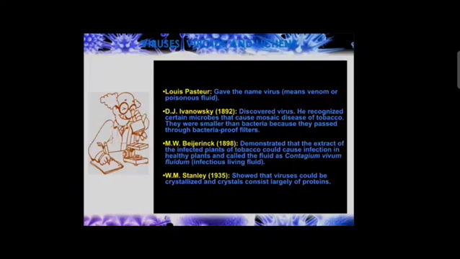Next, the scientist W.M. Stanley. In 1935, he showed that viruses could be crystallized. These can be converted into crystal form, and the crystals consist largely of proteins. So what are these crystals made up of? They are made up of proteins. This was found out by W.M. Stanley. So these are some discoveries of the scientists regarding the viruses.